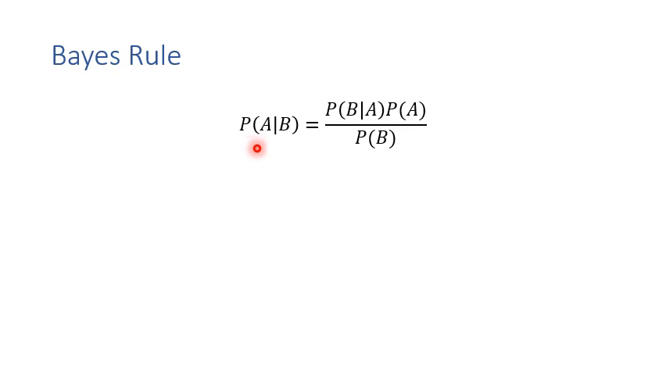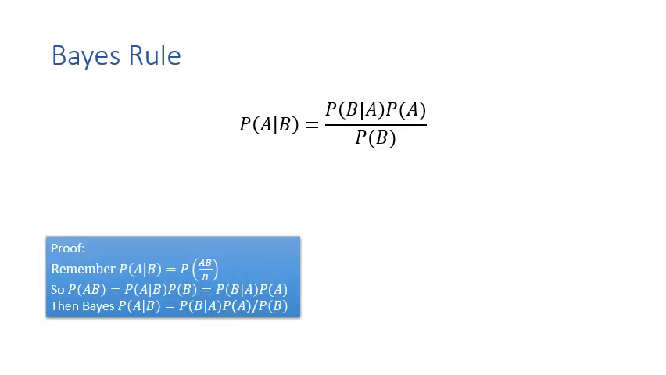So the Bayes' rule says that the probability of A given B has occurred is equal to the product of probability of B given A multiplied by probability of A divided by probability of B.